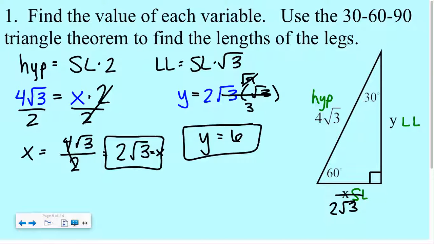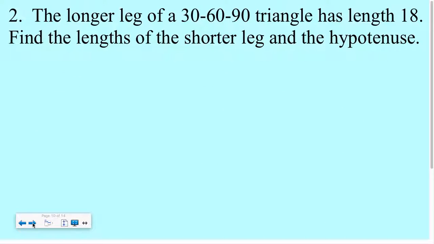Alright, try number 2. The longer leg of a 30/60 has a length of 18. Find the lengths of the shorter leg and the hypotenuse. If you need to, draw a picture. Make sure you put 30 degrees and 60 degrees in it so that you have your long leg and your short leg in the right spot. And then fill in your rules from there.